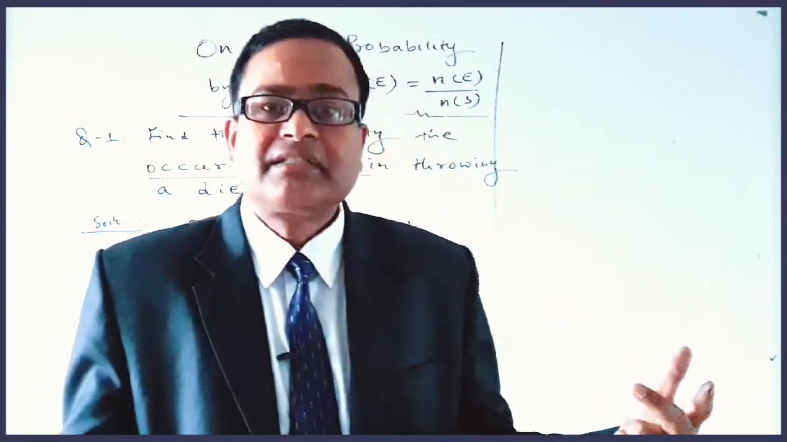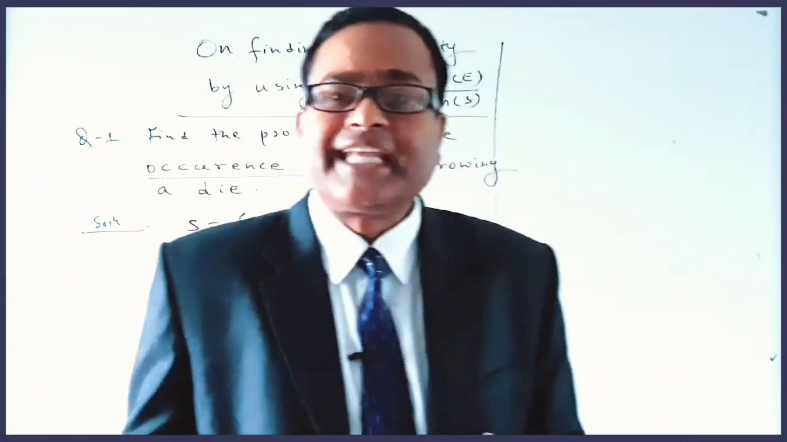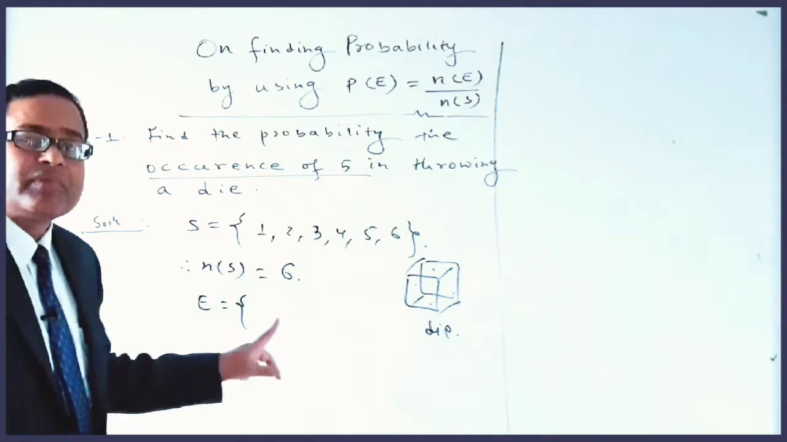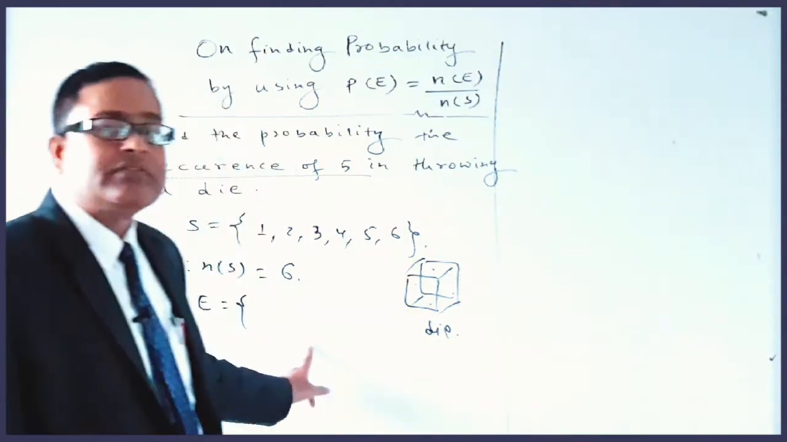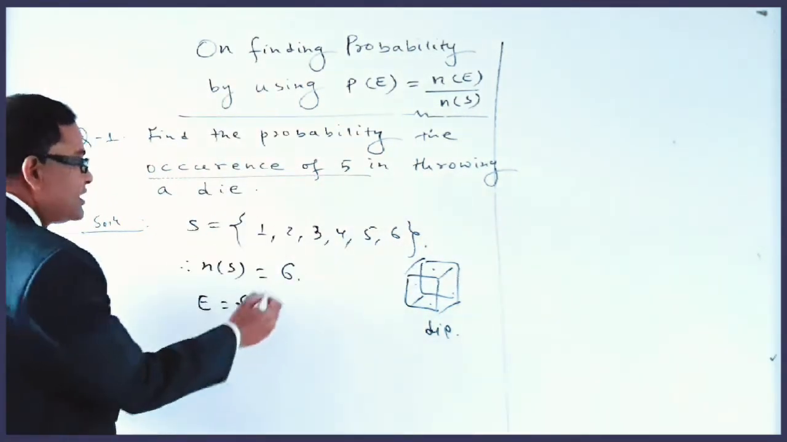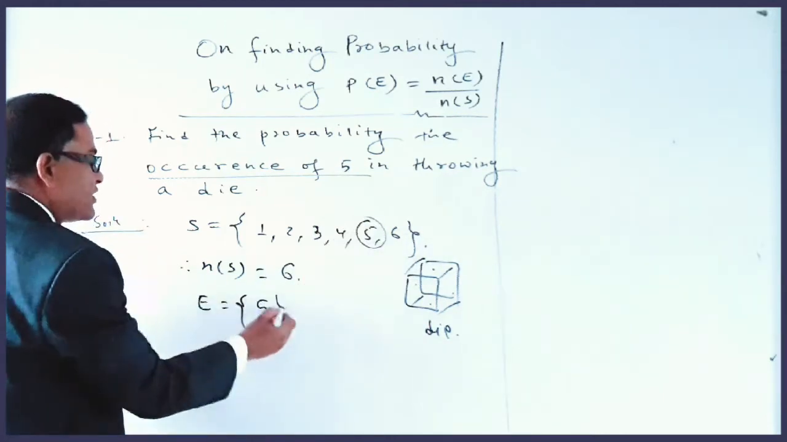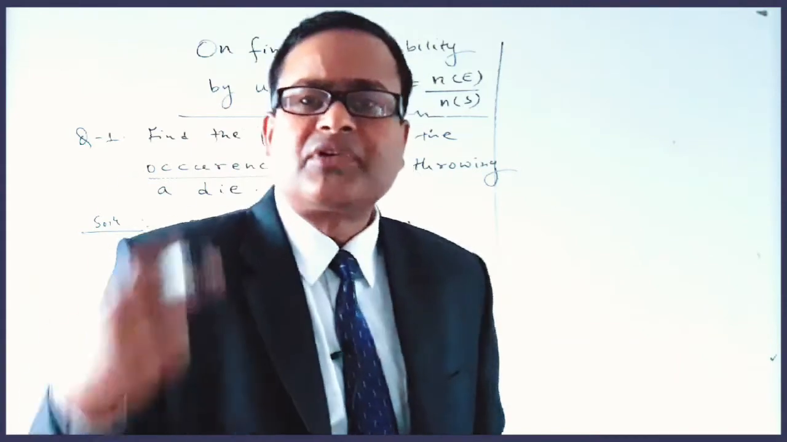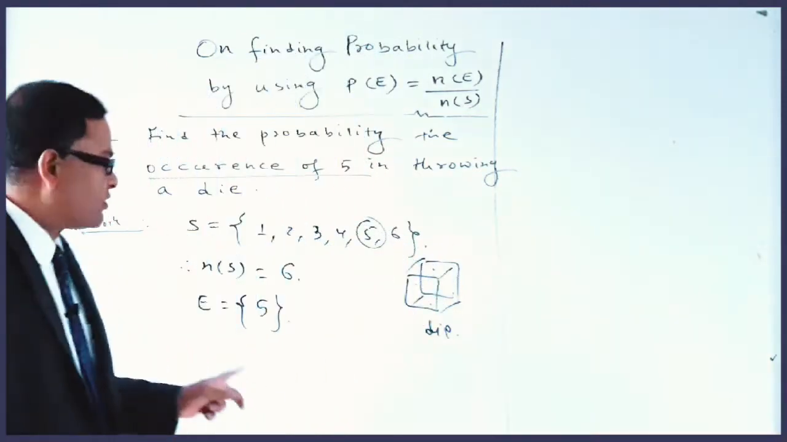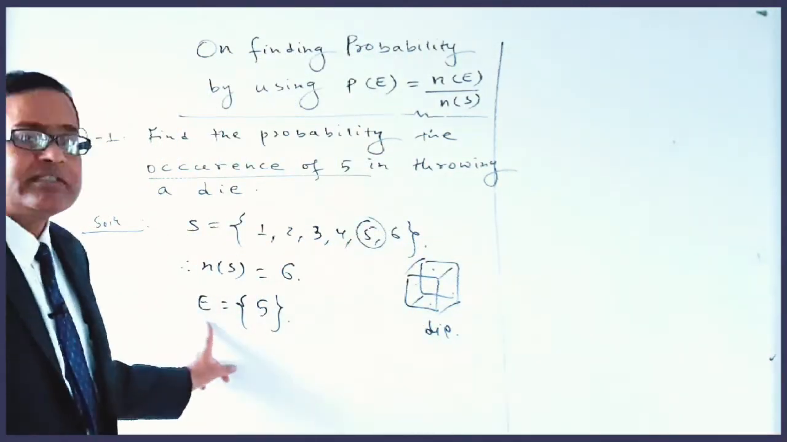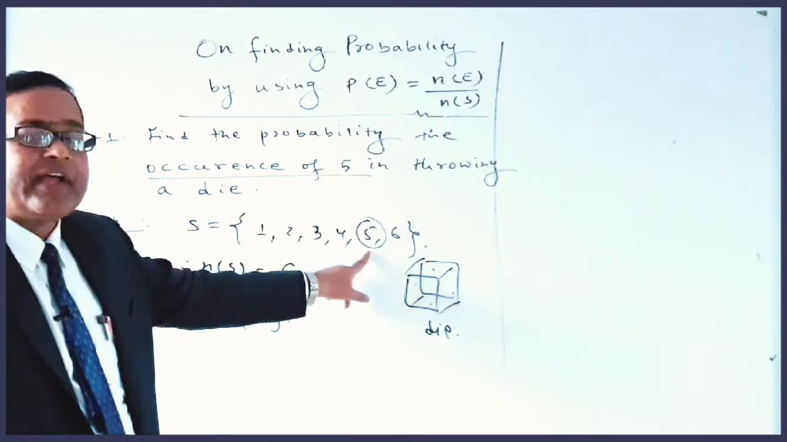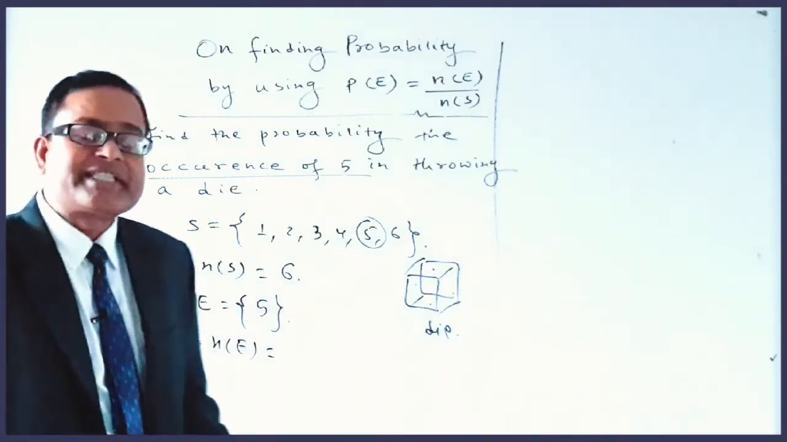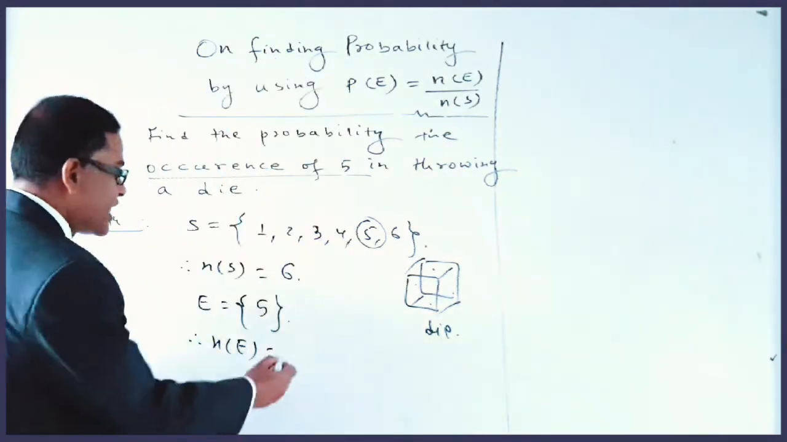So our event is the event of getting the number 5. Let's suppose E is the event of occurrence of 5. So dear students, in a die, there is only one number 5. Therefore, event E is the number 5. Therefore, N is equal to the number of elements in the event E, which is equal to 1.